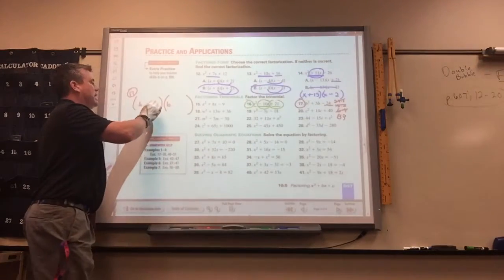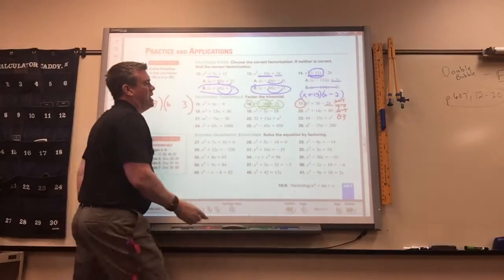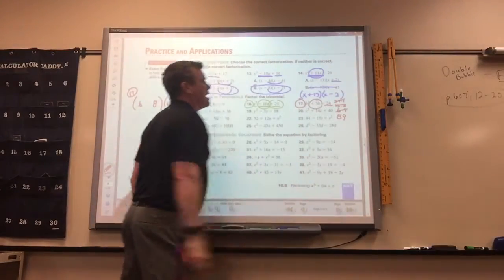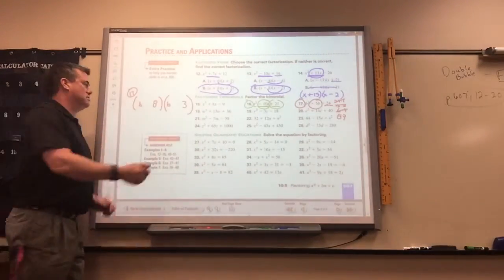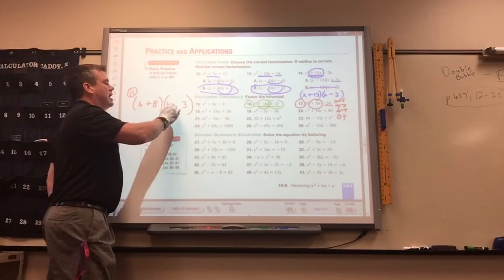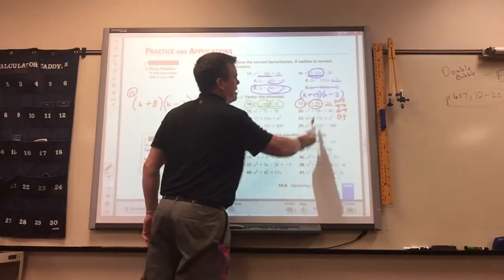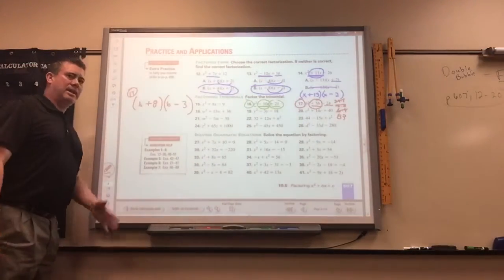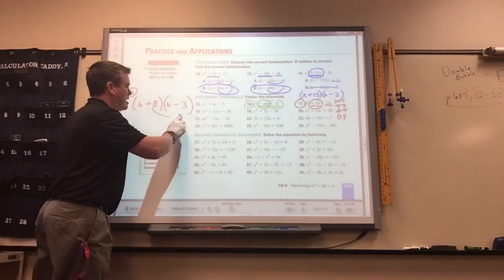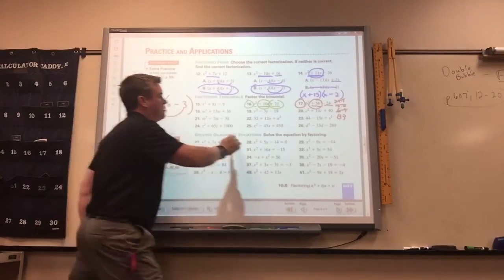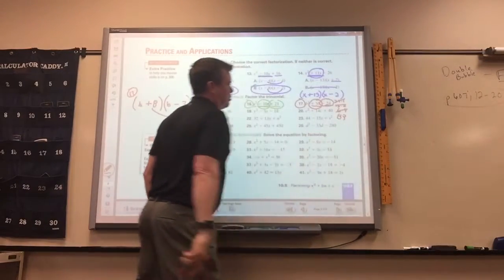So it's got to be an 8 and a 3, and it's got to form a positive 5. So plus 8, minus 3. So a positive 8 and a negative 3 forms a positive 5. And then just to double check, when you do last times last, positive 8 times negative 3 is negative 24.